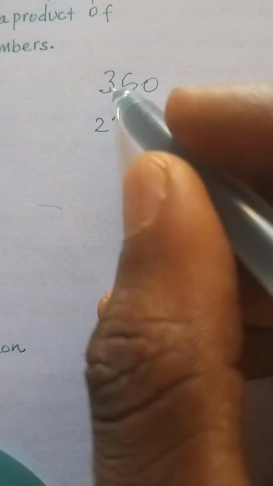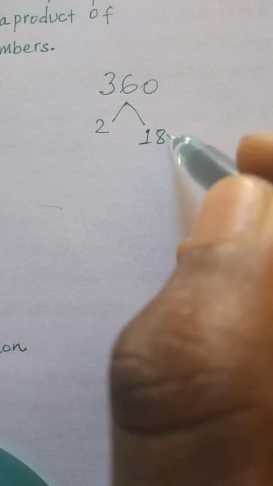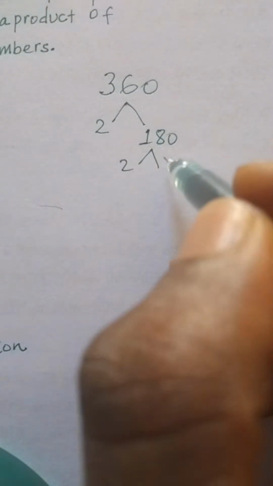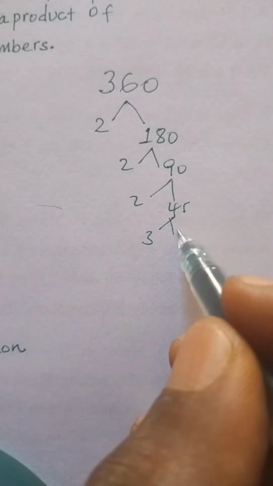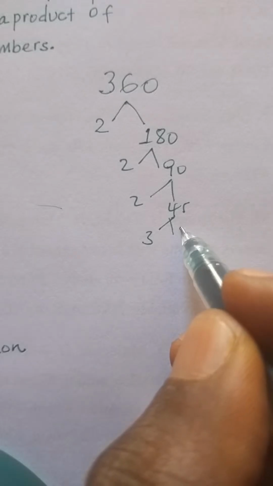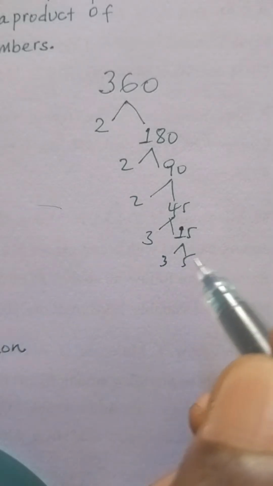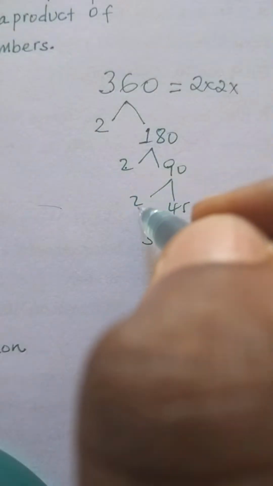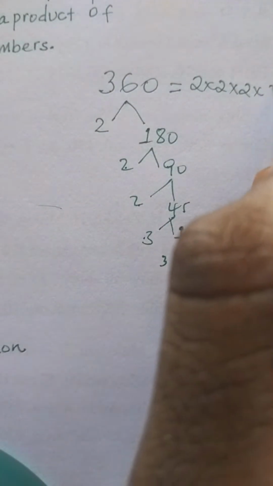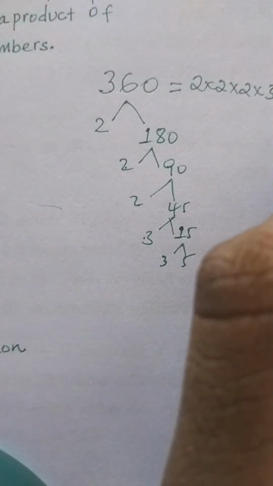So let's come to this number. 360 divided by 2 is 180. Now it is divisible by 2 again: 90. 90 is divisible by 2: 45. 45 is divisible by 3: 15. 15 is divisible by 3: 5. So we can explain this as 2 times 2 times 2 times 3 times 3 times 5.